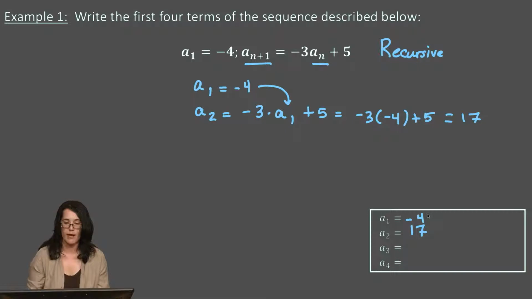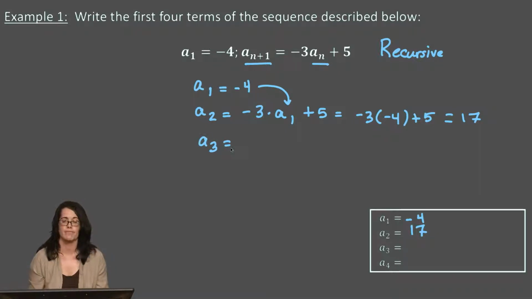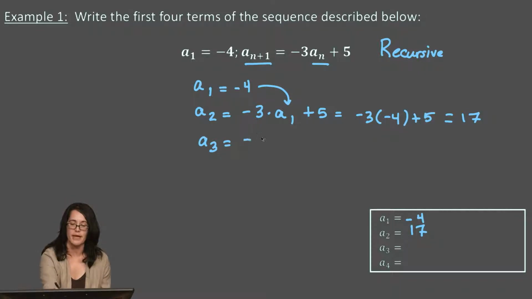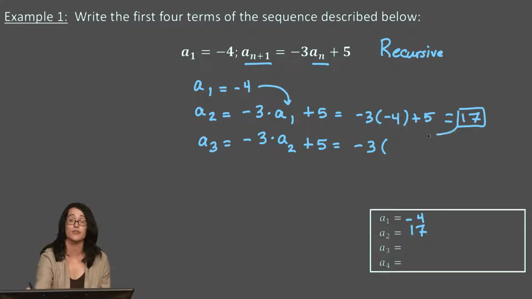Okay, well, what about your third term? What would your third term have been? Well, you would have again done negative 3 times your previous term, which was a sub 2, and add 5. Well, that would have been negative 3 times what was your previous term? Well, your second term was 17. Good job. And then add 5.